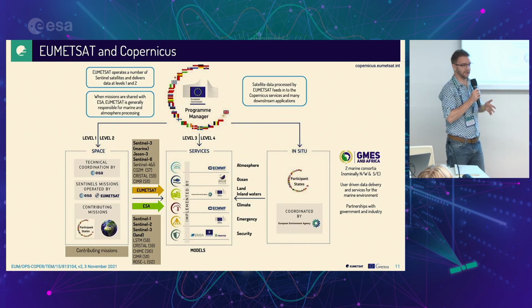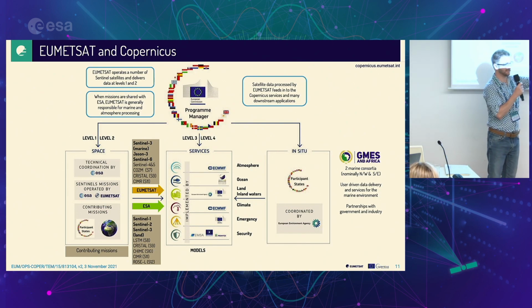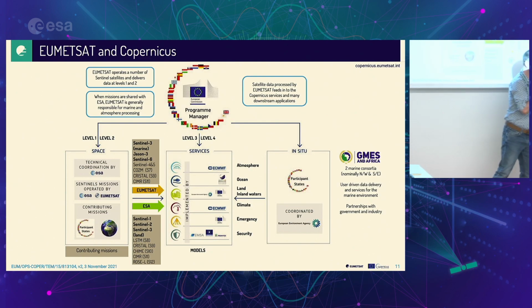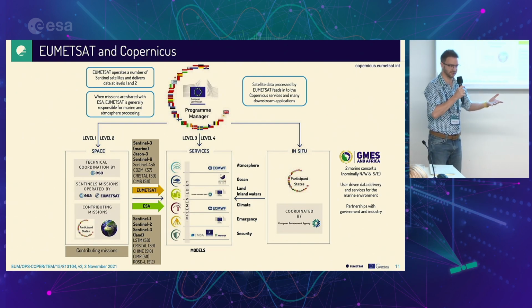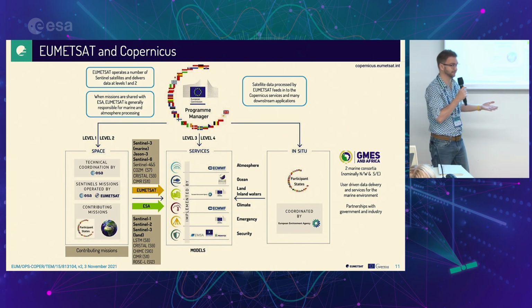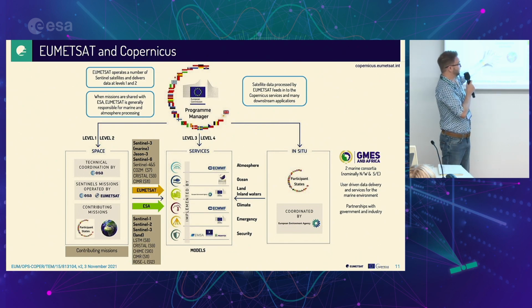We also have our role under the Copernicus program. Now, the Copernicus program, the European Union's Earth observation program, is broadly divided into three different segments. We have a space segment, we have a services segment, and we have an in situ segment that sometimes people forget, but is of critical importance to the operation of the entire thing, as it allows for satellite validation and model validation.